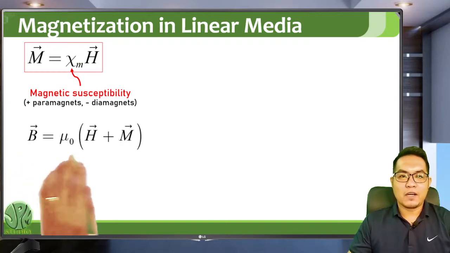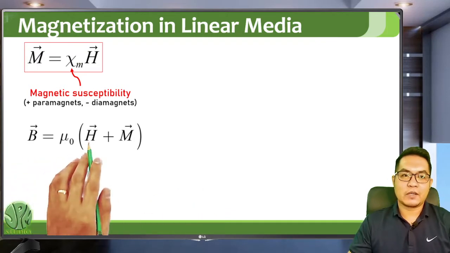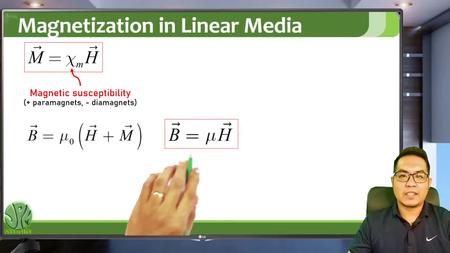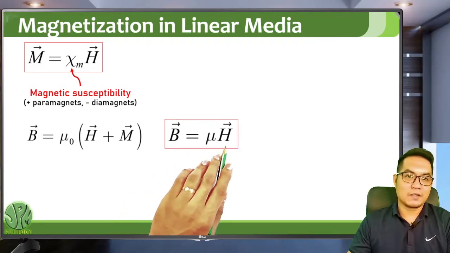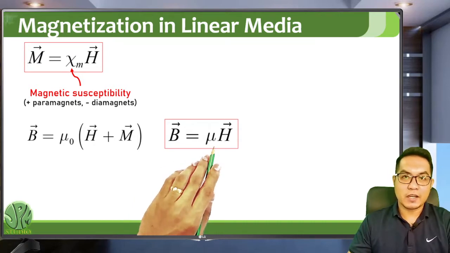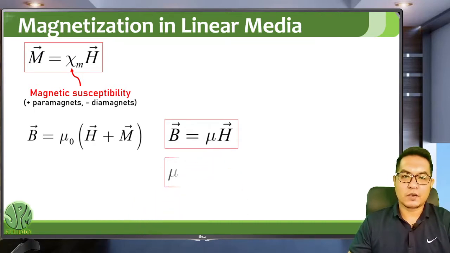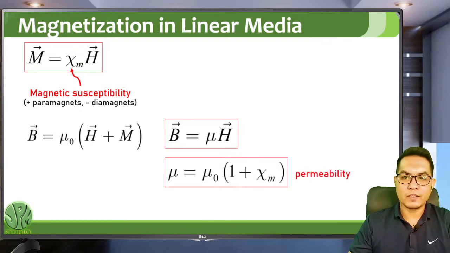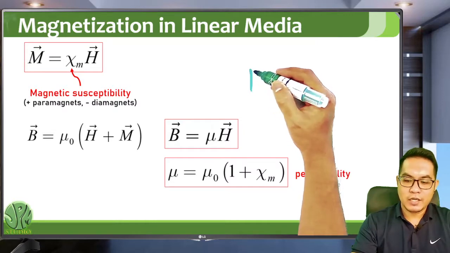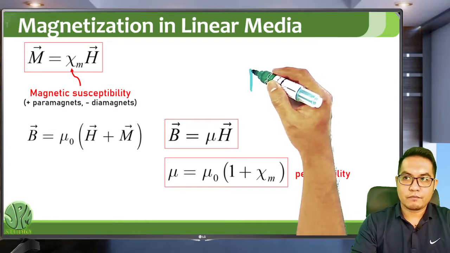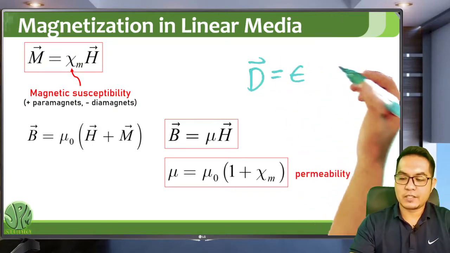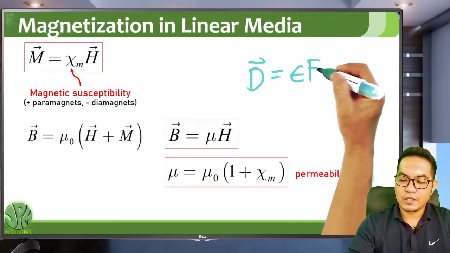So from our equation for the magnetic field in terms of the auxiliary field and the magnetization, we can now write it directly as this. B is now equal to mu, which is the general permeability, times the auxiliary field. If you will recall in electrostatics, the electric displacement is basically just epsilon times the electric field.